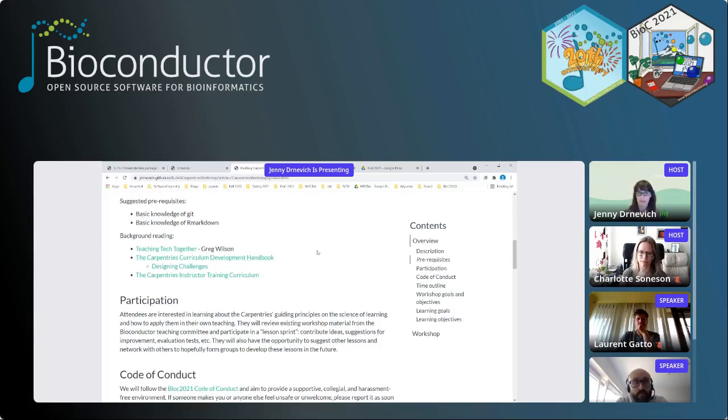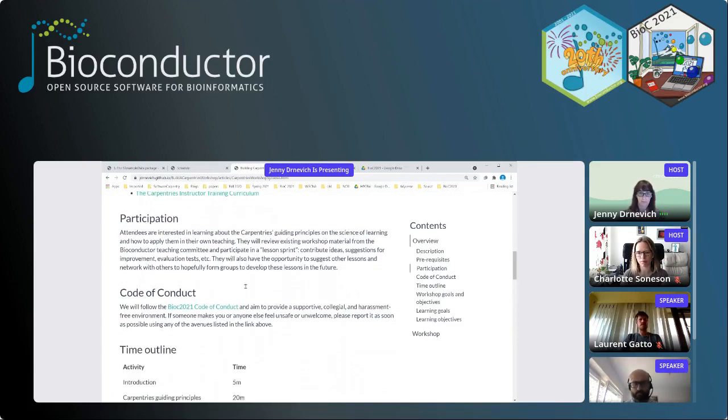What the Carpentries have put together about teaching technology, the research they've done, and how best to train people in technology is really excellent. So I really would point you to these background readings if you do a lot of training and teaching other people.